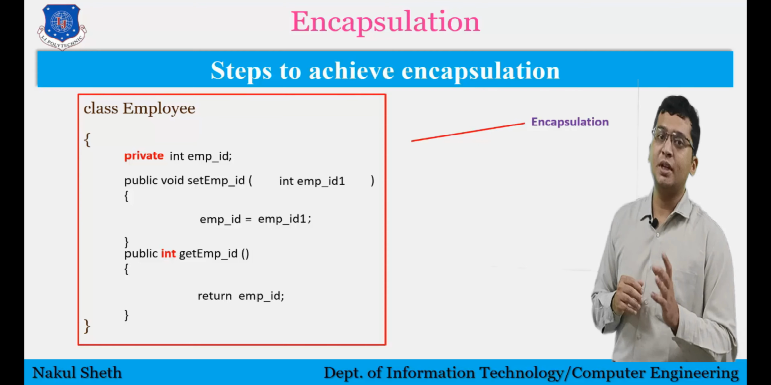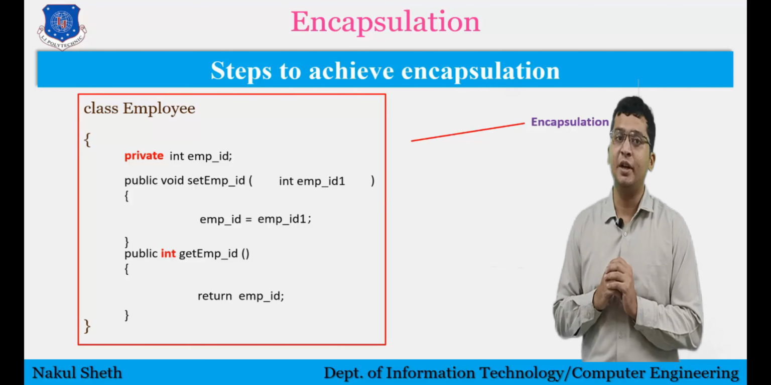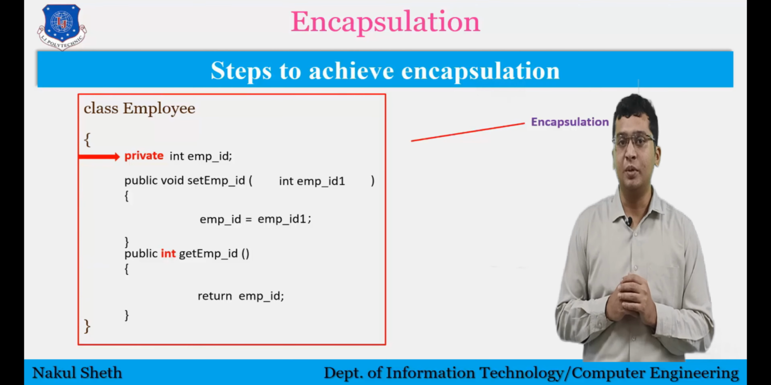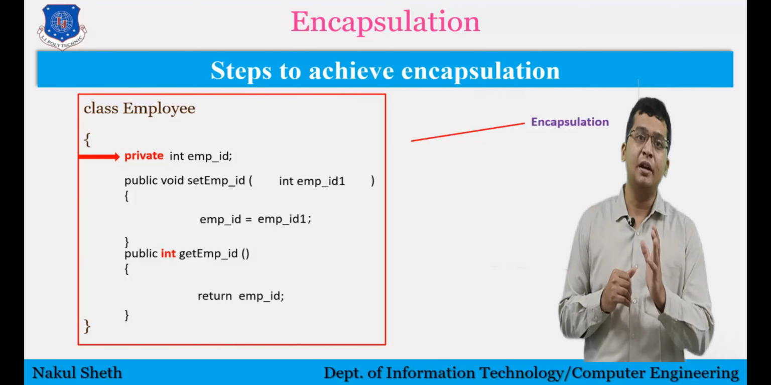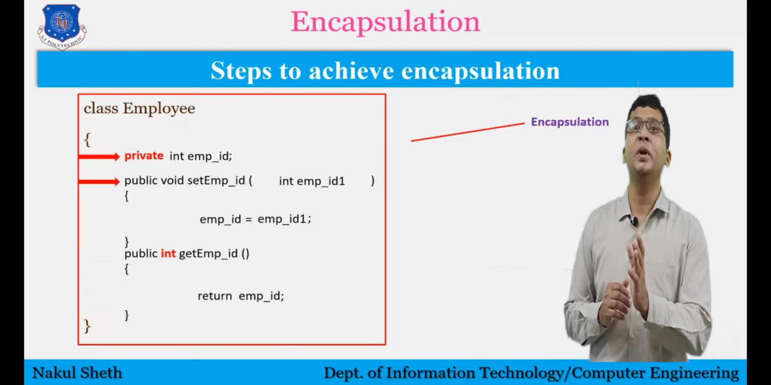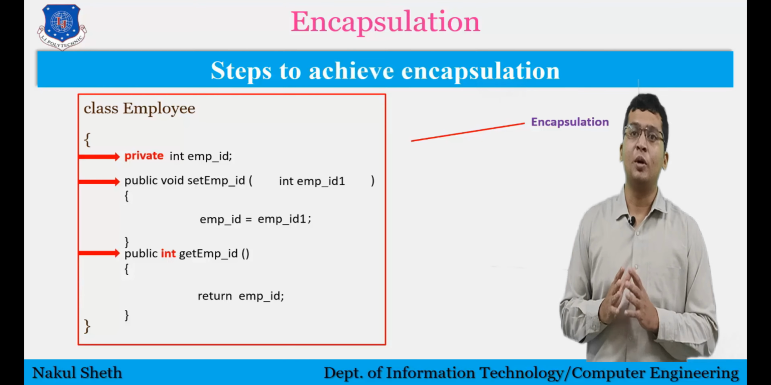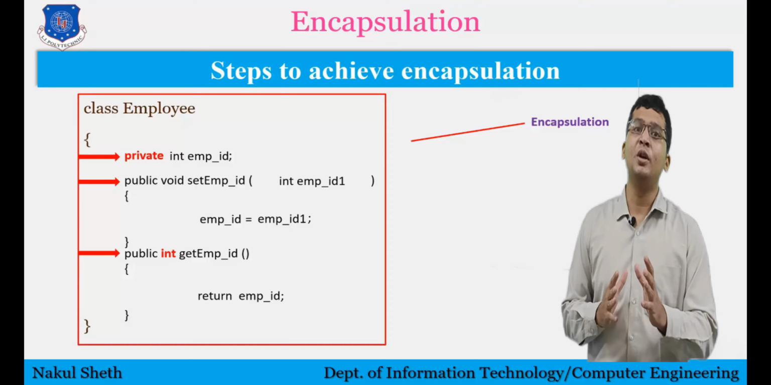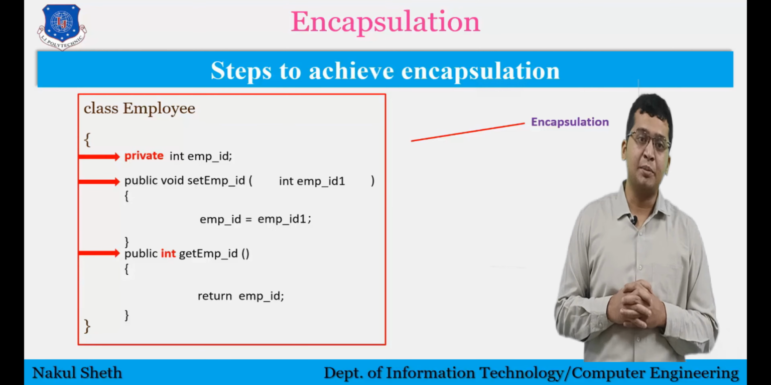So there are two steps that you have to follow to achieve encapsulation in Java. Step 1, create the variables as private variables. So this concept is known as what? Data hiding. Then the second step is I have created a public setter method and a public getter method. The getter method is used to read the value from the variable and the setter method is used to modify the value of these private variables. So this is all about encapsulation.